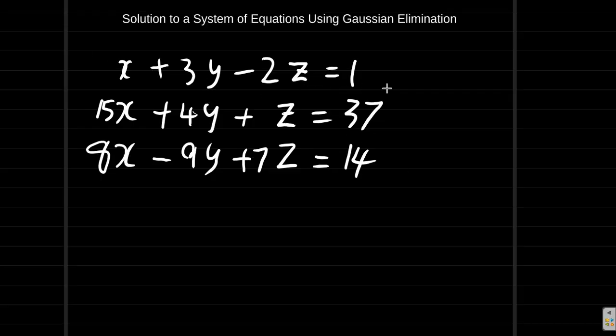We want to look at this set of equations. These are three equations in three unknowns. And we're going to be using the Gaussian elimination method to solve it.